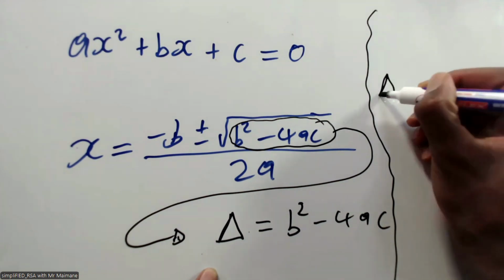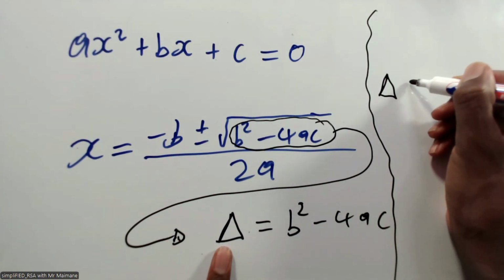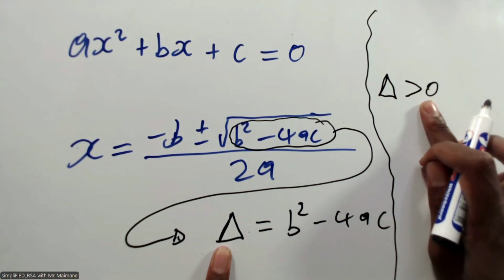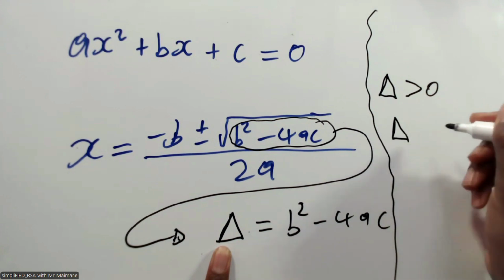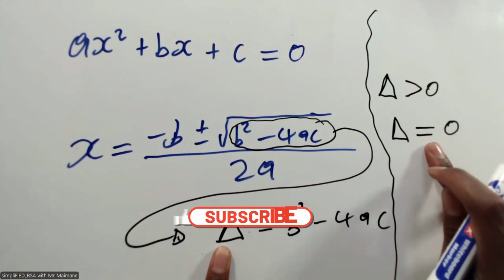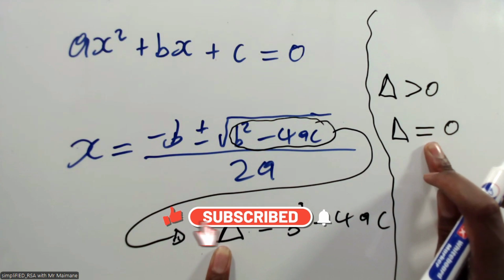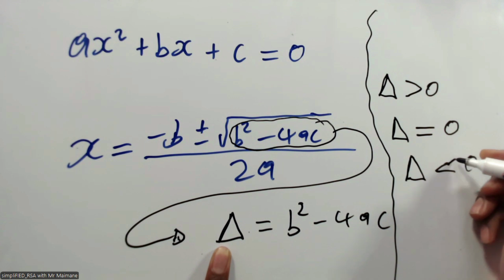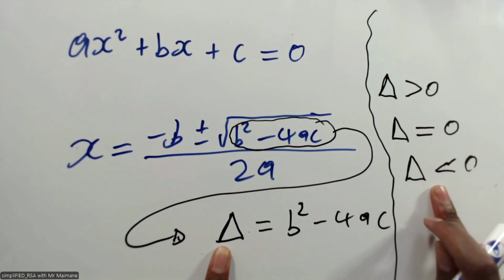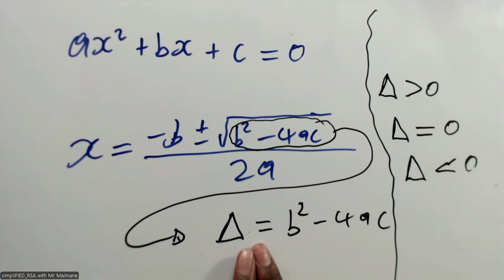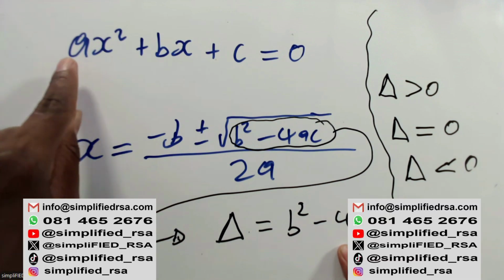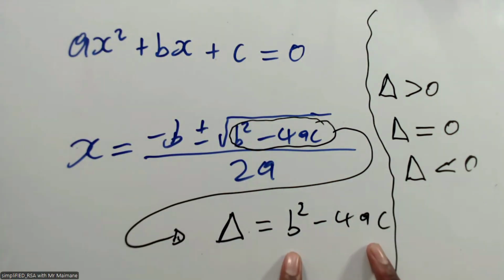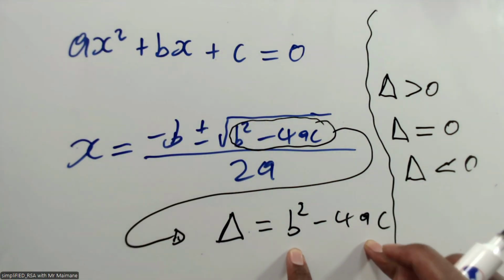So we analyze this part, b squared minus 4ac. If the discriminant is greater than 0, we have real and unequal roots. If the discriminant is equal to 0, we have real and equal roots. And if the discriminant is less than 0, there are no real roots. For this case, the values of a, b, and c will be the coefficients, such that when we analyze here, we will know the value based on what we get.